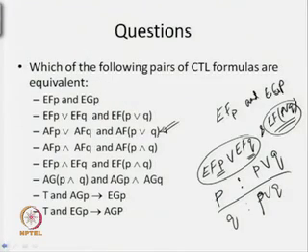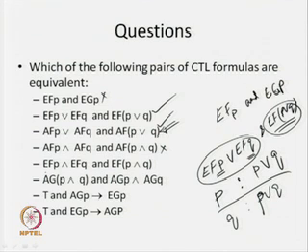Okay. Now, we are saying that this is not equivalent, this is not equivalent, the first one is equivalent, and the second and third one is equivalent. Now, similarly, again E f p and E f q, and E f p and q. This is similar to the previous formula. Instead of all paths, now here I am having there exists a path.